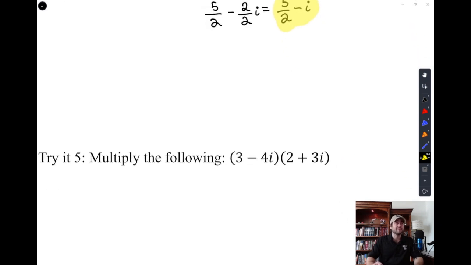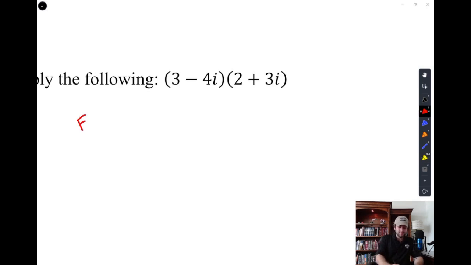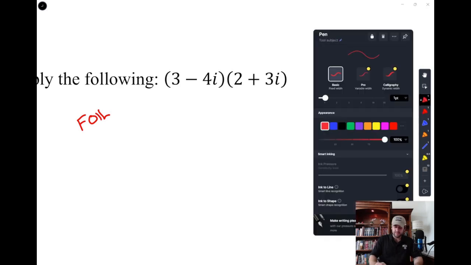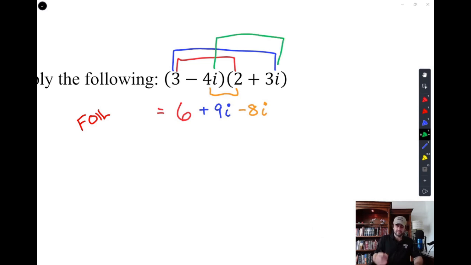Now sometimes multiplication results in an interesting result. So right here, we're going to FOIL. If you remember, first, outer, inner, last. So I'll go ahead and do that in color so you can see where each thing happens. So 3 times 2 is 6. That's the first term of each binomial. The outside terms would be 3 times 3 is positive 9i. The inside terms, negative 4i times 2 is negative 8i. And the last terms, negative 4 times 3 is negative 12.